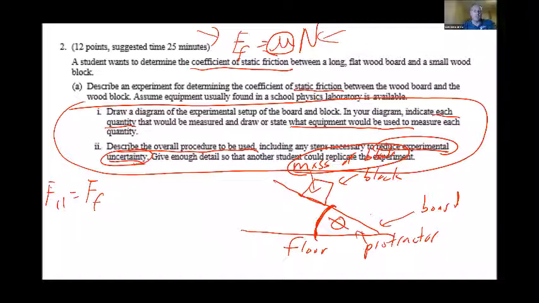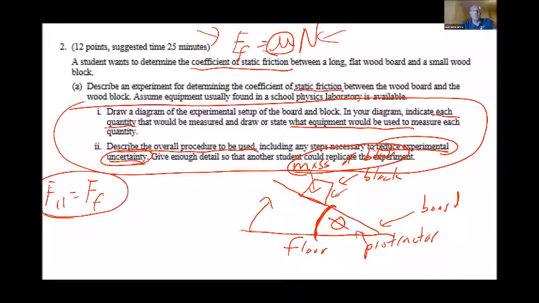All right, and again, my procedure is going to be: start with the block on the board, level with the ground, and then slowly increase the angle, raise up the board and increase the angle between the block and the floor until the block just starts to slide. And at that point, this relationship is going to be true.